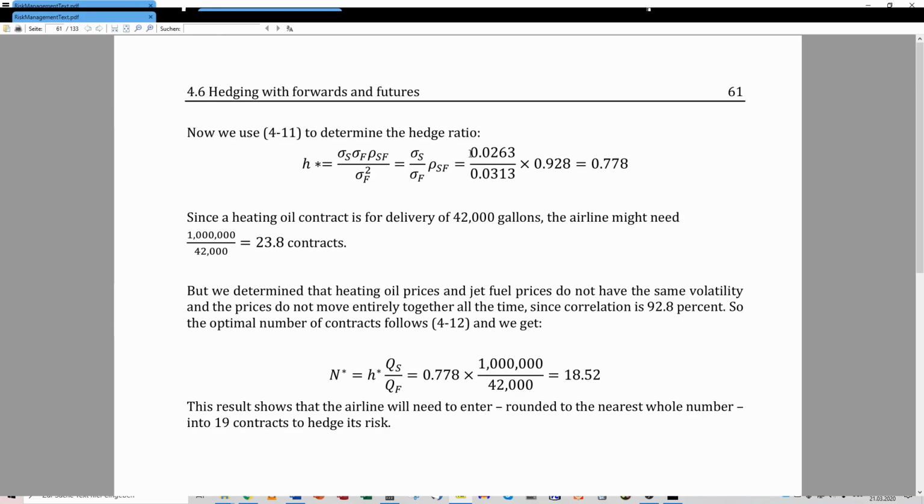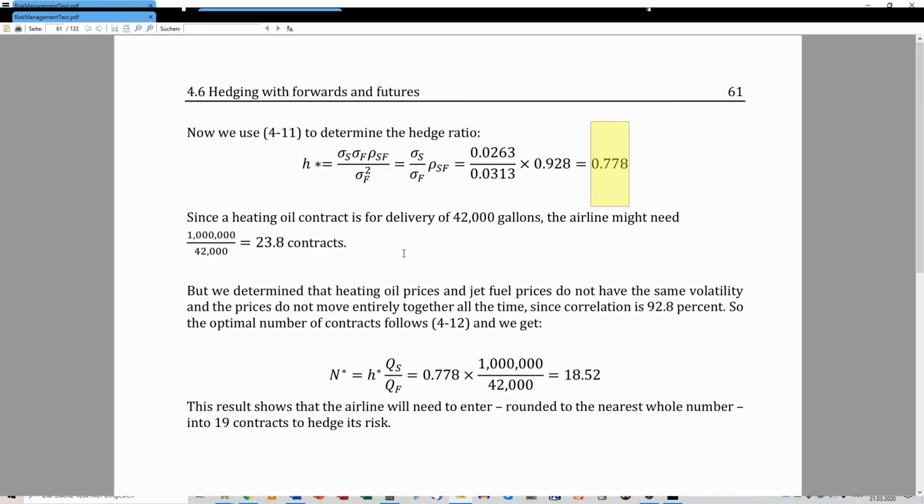With that, we can now use our hedge ratio formula, which is very simple. We just plug in the numbers that we have determined. We have 0.0263 divided by 0.0313 and multiplied with 0.928, and that is 0.778. So that would be our hedge ratio.